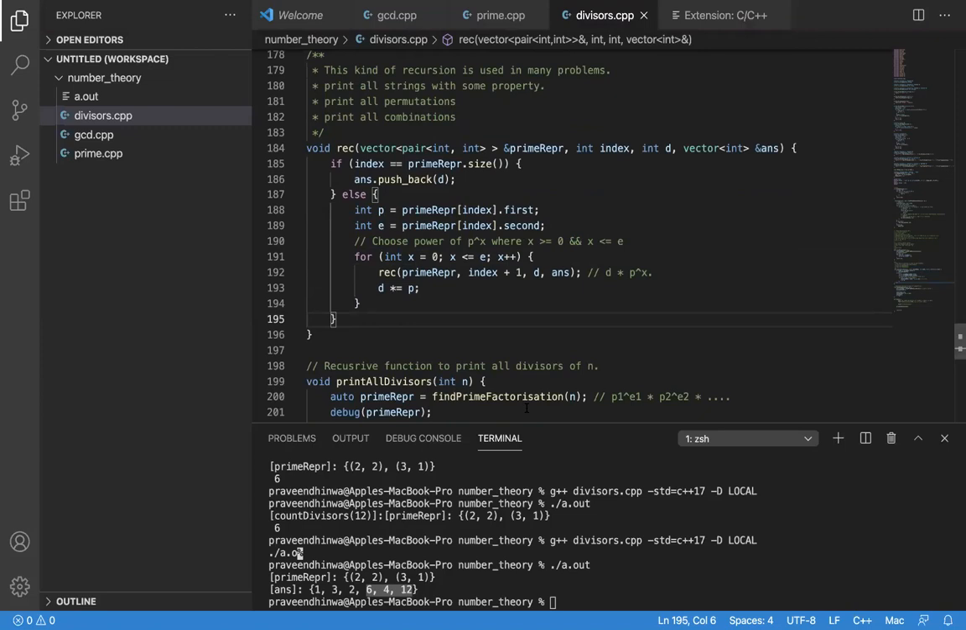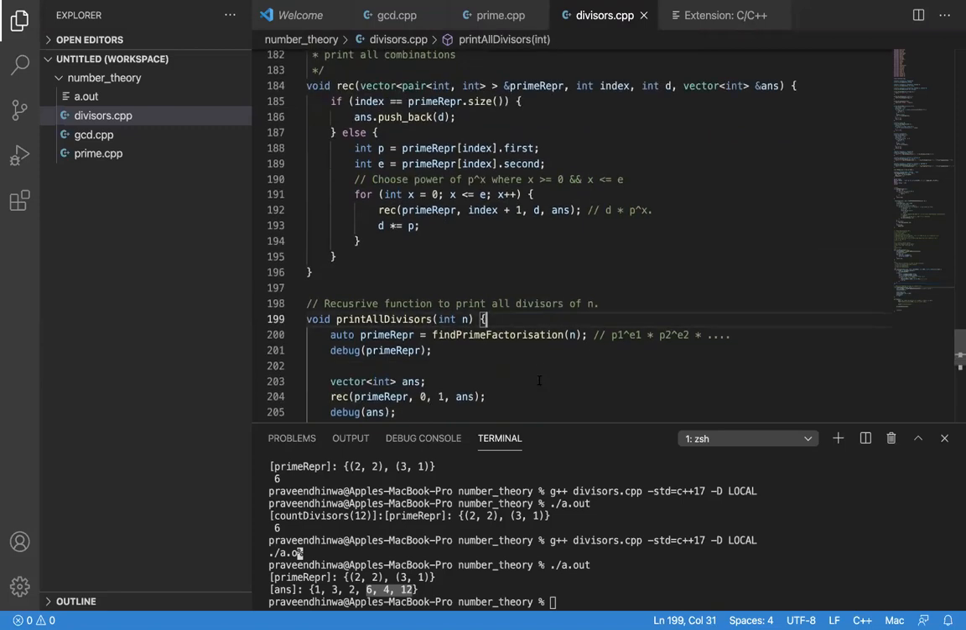Which part should I explain? All parts. This is interesting.